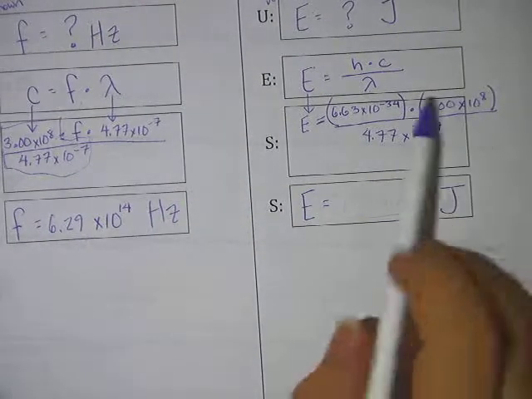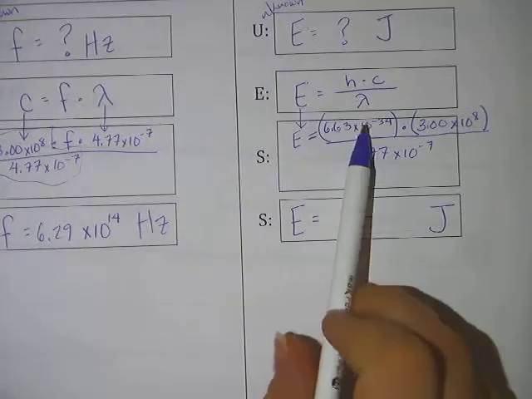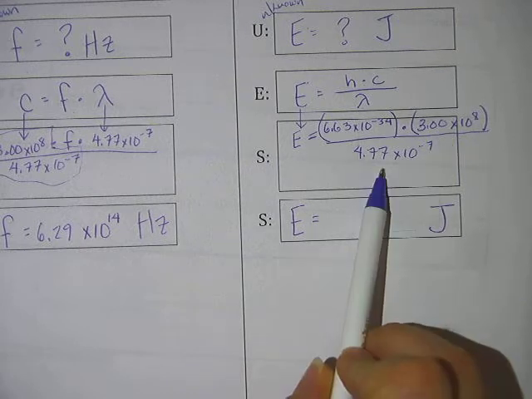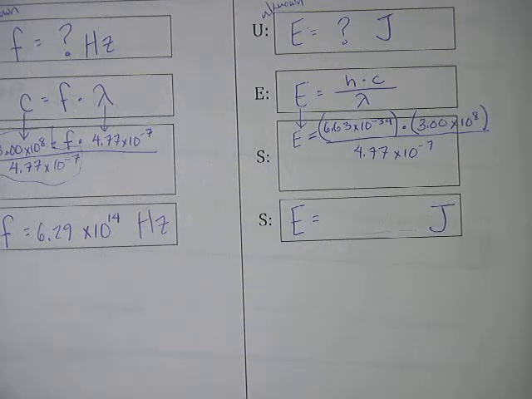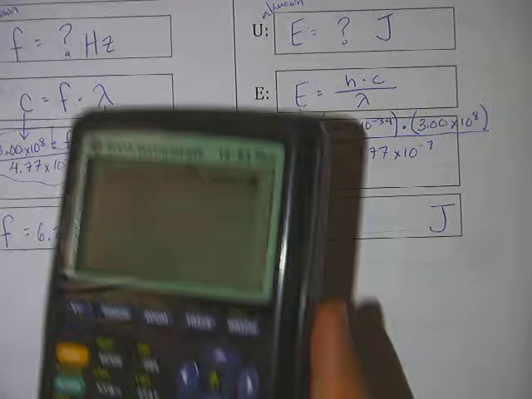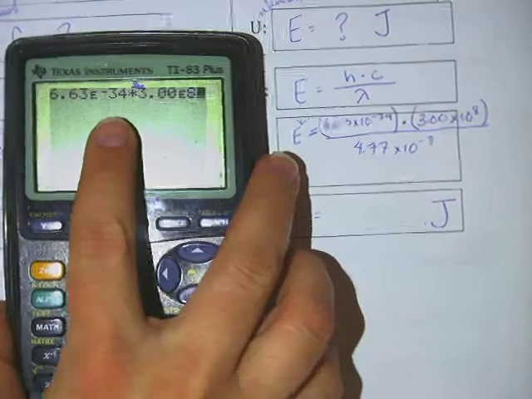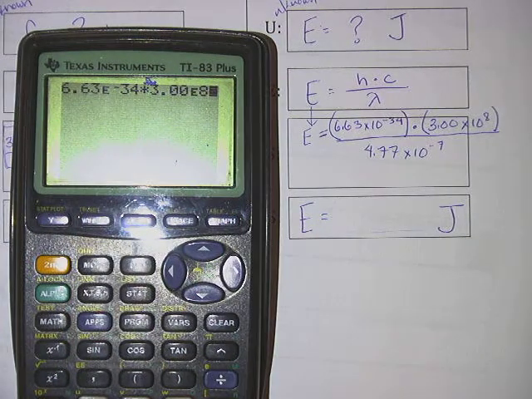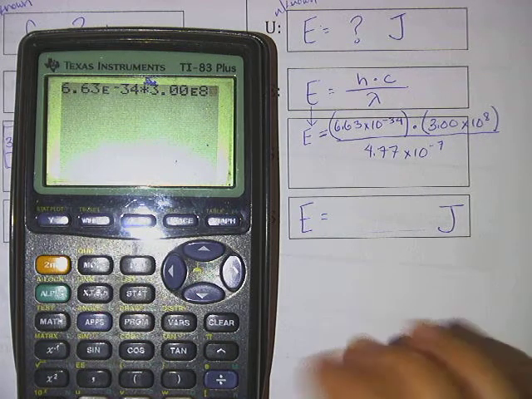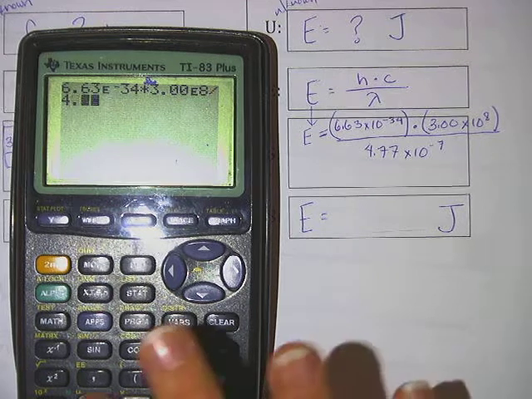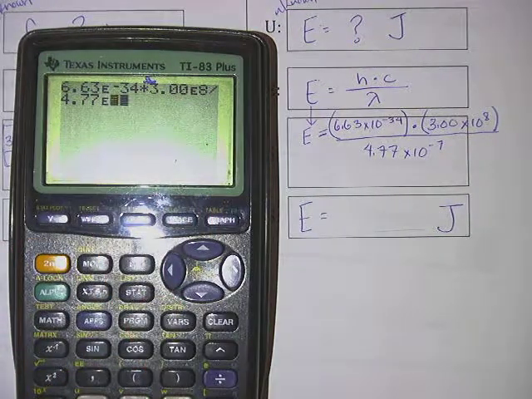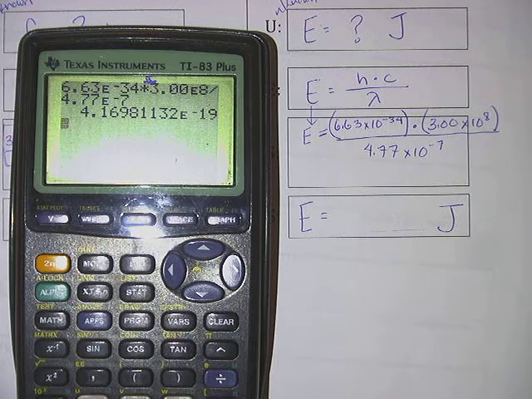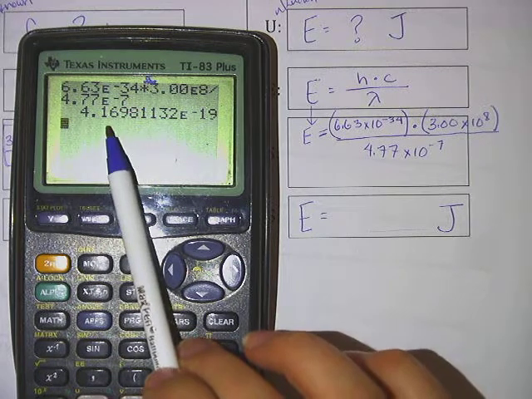And now all we have to do again is put this in your calculator. That times that, divided by that. Stick it in your calculator. 6.63 e negative 34 times 3.00 e 8. And again, the great thing about using the e's is you don't have to type parentheses in your calculator if you're using the e's. Divide by 4.77 e negative 7. And if you have typed it correctly, your final answer should look like this.